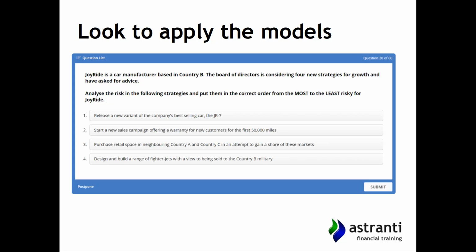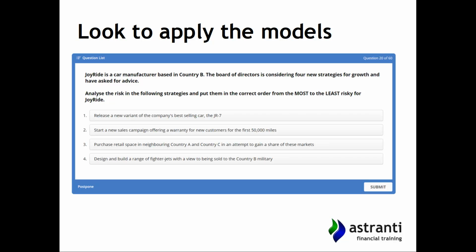So by doing this, you can see that the option that would involve selling a new product in a new market would be the most risky, and the option that would involve selling the current product in the current market would be the least risky. So by using the model and applying it to the question, we already have a framework for arriving at the correct answer.